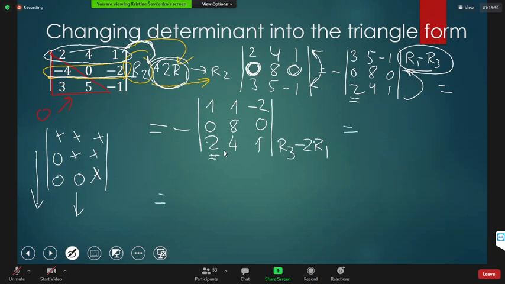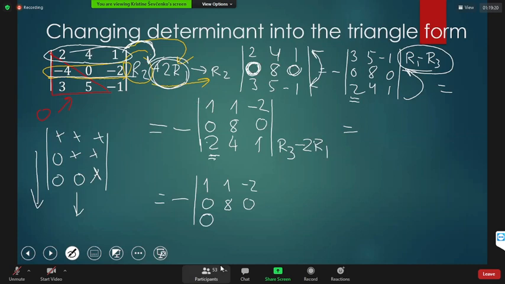And so we have still a minus. We still have 1, 1, minus 2. We still have 0, 8, 0. And now, multiply by minus 2. 1 times minus 2 is minus 2. Added to 2 is 0. This is what we wanted.